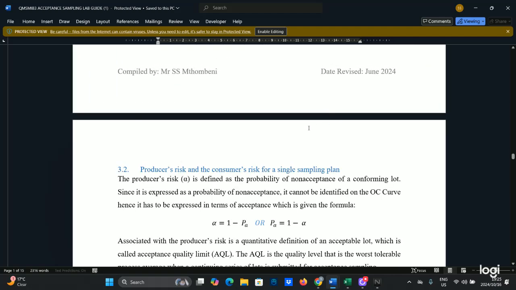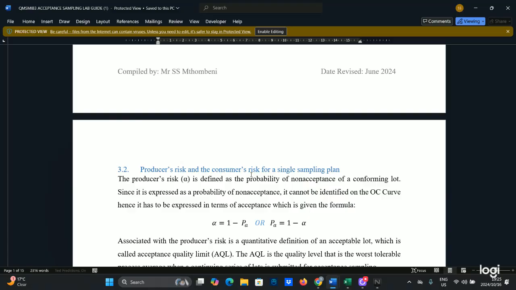So there's what is called the producer's risk. The producer's risk is defined as the probability of non-acceptance of a conforming lot. This usually happens when companies have an acceptance number and a rejection number. Let's say they have an acceptance number of three, but their rejection number is six. They completely reject the lot if they find six. So let's say they find four for argument's sake. Now it's a bit inconclusive on what they should do.